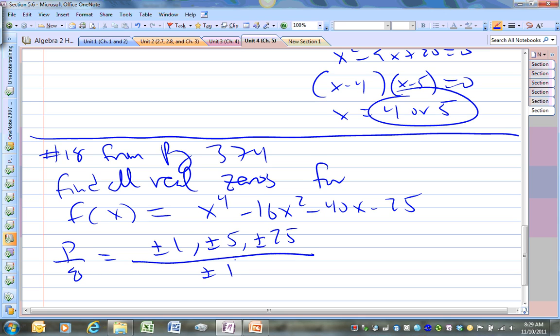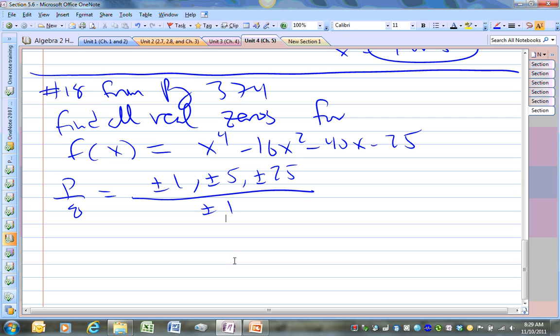Now I could give you a problem with the leading coefficient that's not 1, like 2 or 3. I'll probably put 1 or 2 of those in the class. We'll just see how that goes for you, because that means you may have a fraction as one of your rational zeros. So anyway, let's try this out.